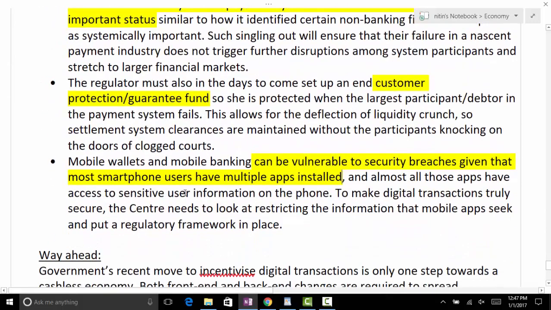It also recommends a fund, that is the Customer Protection Fund, Customer Protection Guarantee Fund. Now this fund is to protect the consumer interest in case any fraud happens.